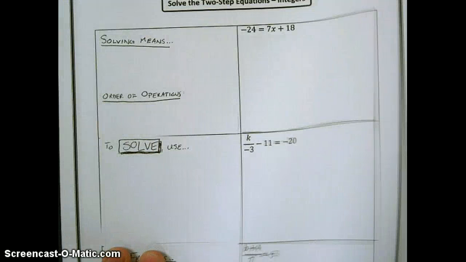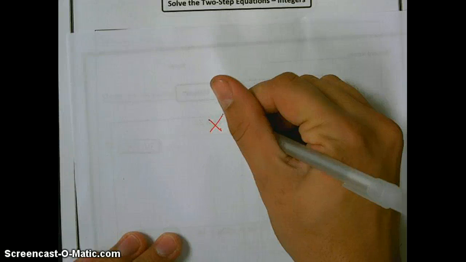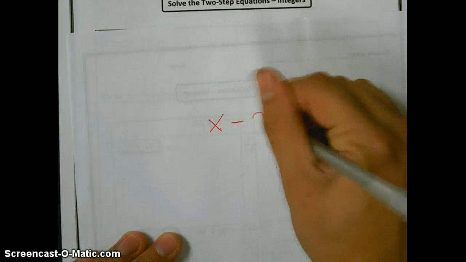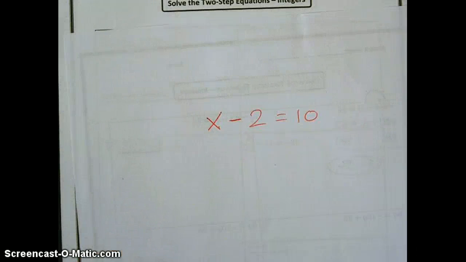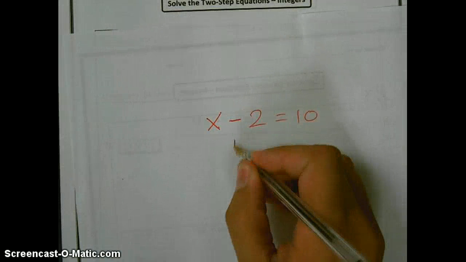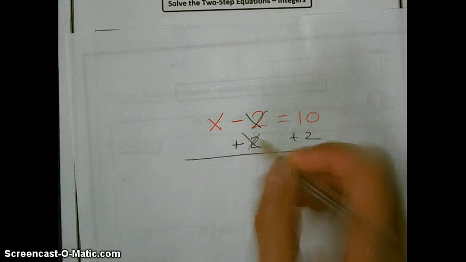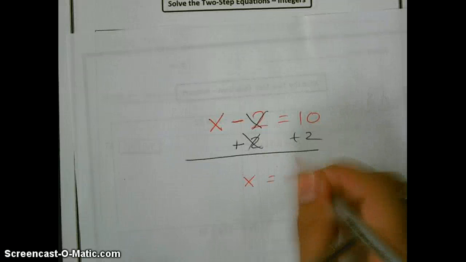So this is what we mean. We mean that whatever we're doing, we're undoing things. So, for example, if you have x minus 2 equals 10, not too hard of a problem, right? You might say, okay, to undo subtraction, I do addition. So you add 2 to both sides, and those cancel, and we get x left over, and we get 12.